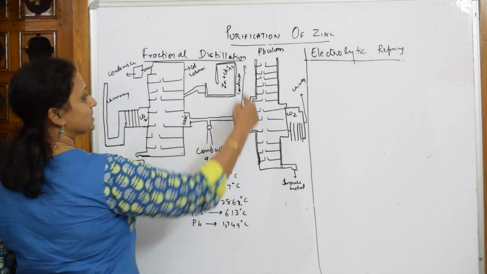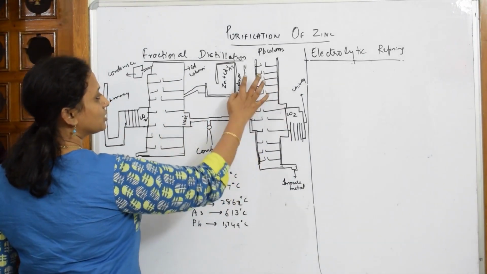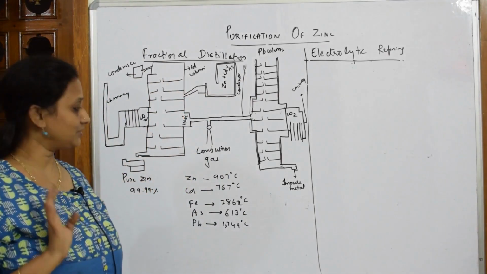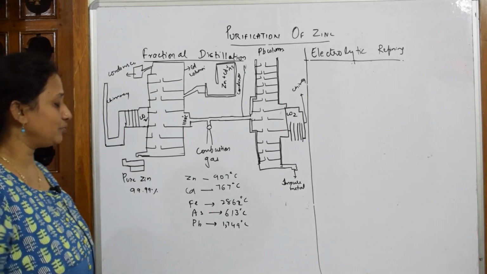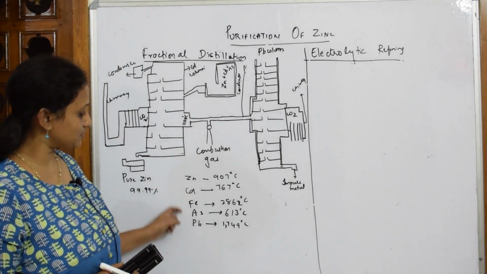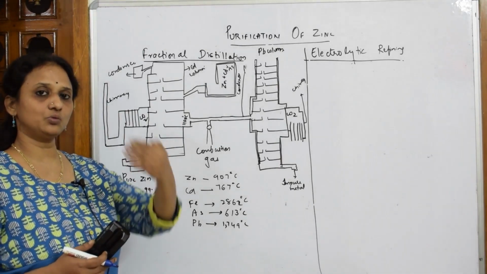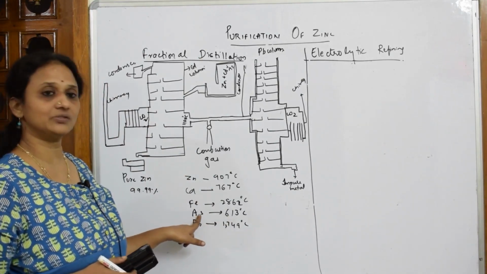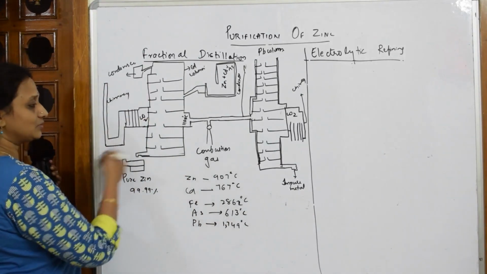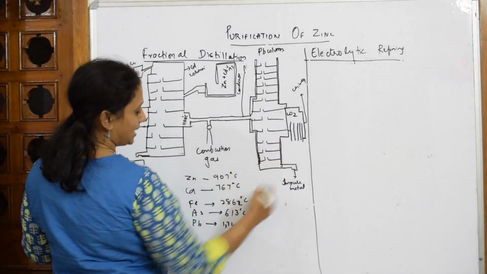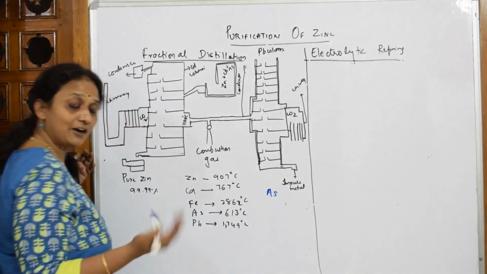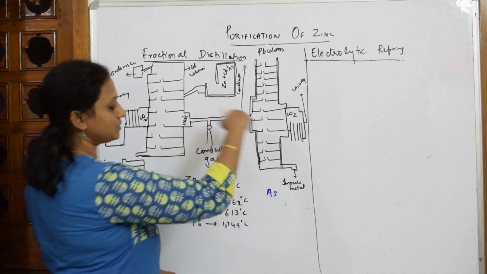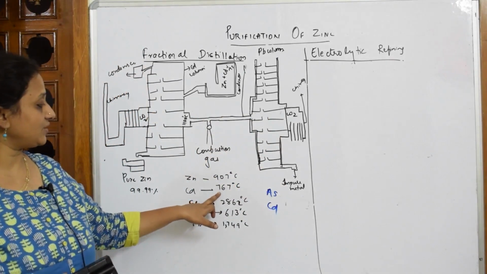These vapors pass through the fractionating column. Because of the condenser which is present, they condense and form liquid, which is further solidified. Now we take the boiling points into consideration. Suppose I started heating from 200, 500, 600 and so on. When I reach 613 degrees centigrade, first arsenic comes out, condenses and we collect arsenic. At 613, arsenic is out. After 613, when we reach a temperature of 767, your cadmium is out. After 767, you have your zinc.